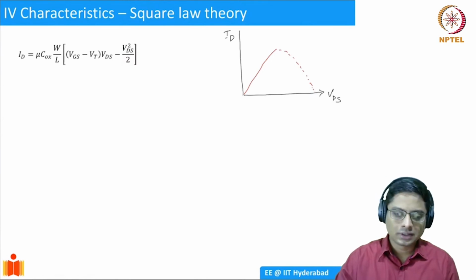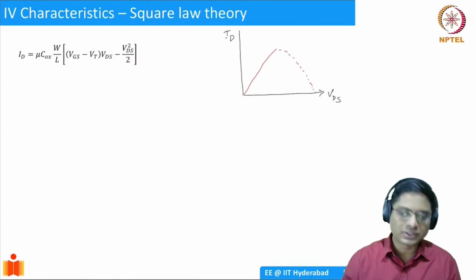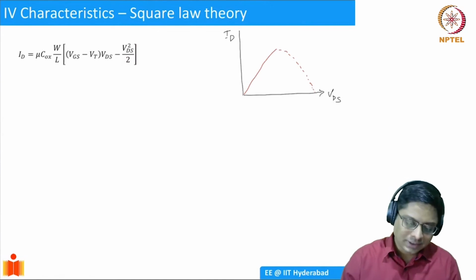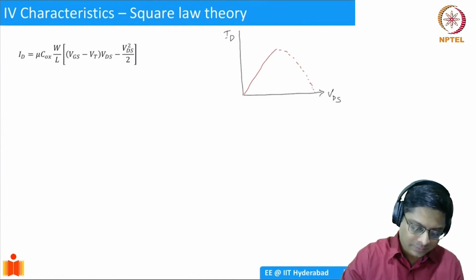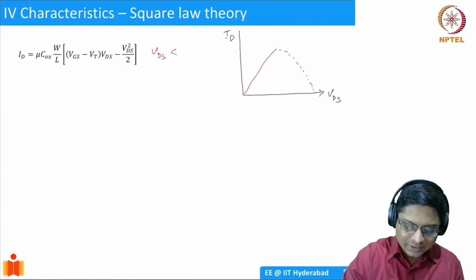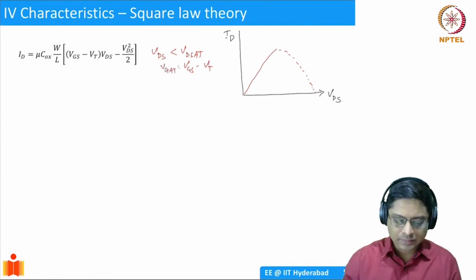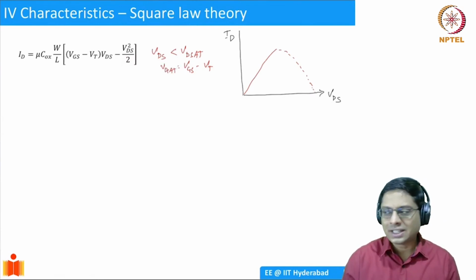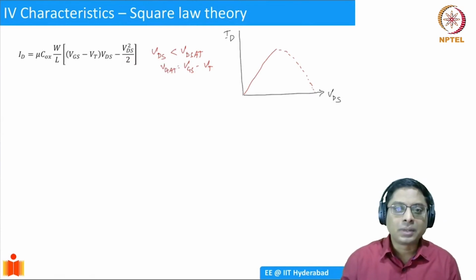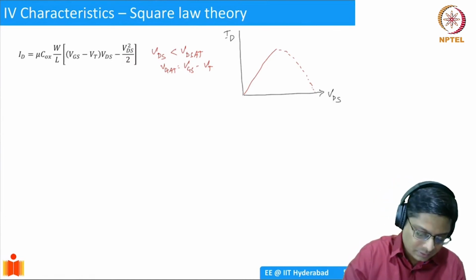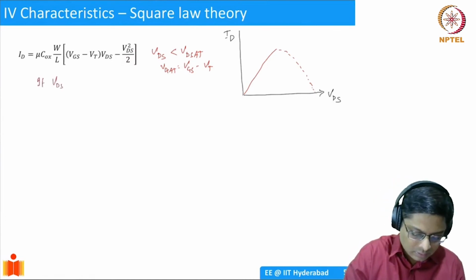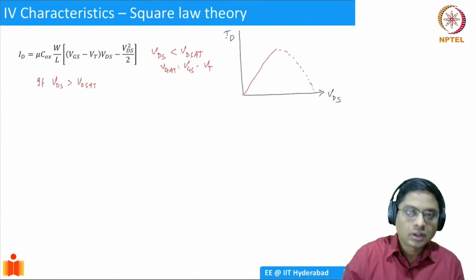So when we write this expression, we are implicitly saying that this is for VDS less than VD sat. And what is VD sat? Just once again, VGS minus Vt is Vd sat. Vd sat equal to Vgs minus Vt. If your drain voltage is less than Vd sat, then this expression is good. But if your drain voltage is greater than Vd sat, okay, what does this expression become?